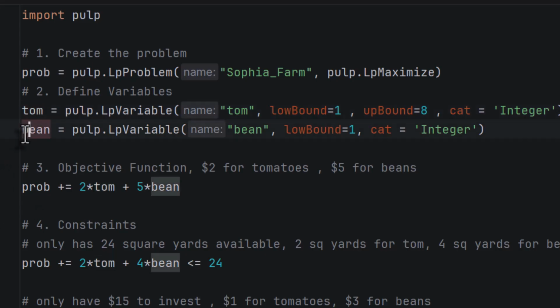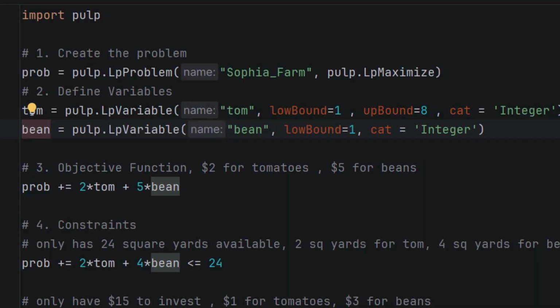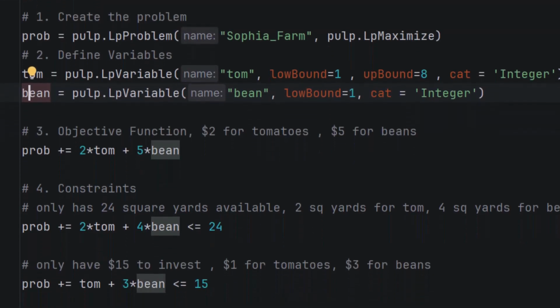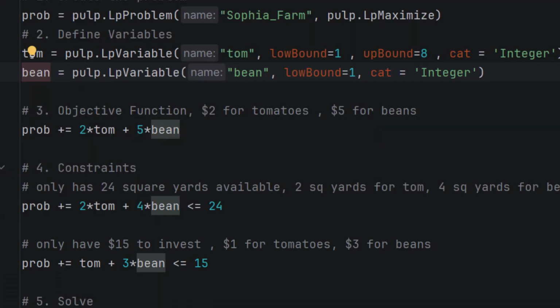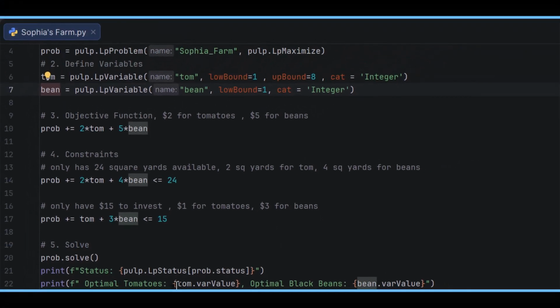We have our bean variable, which also has a lower bound of 1. We have our objective function, which is 2 times our tomatoes and 5 times our beans. Along with our constraints, we only have 24 square yards available. So we've got the 2 times our tomatoes and 4 times our beans, which has to be less than 24. Our $15 to invest is still there. And then all that's left is to hit run and let it solve, and it's going to tell us what our optimal tomato amount is and our optimal bean amount is.